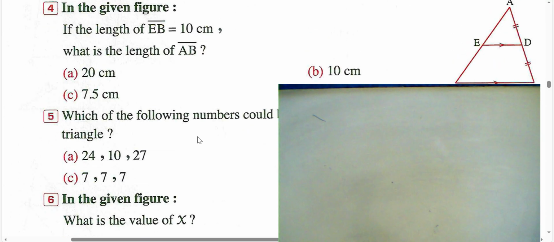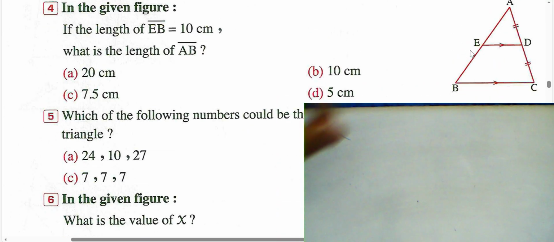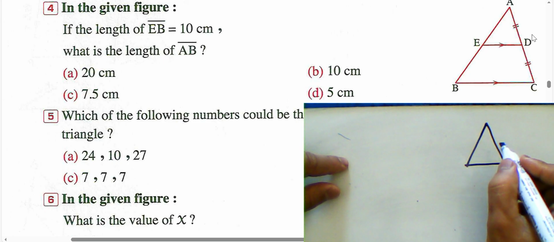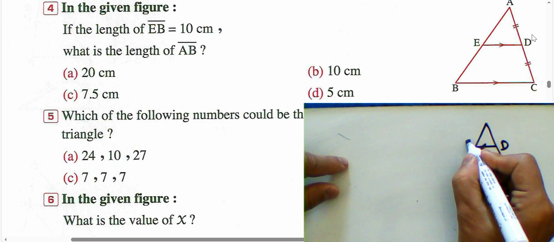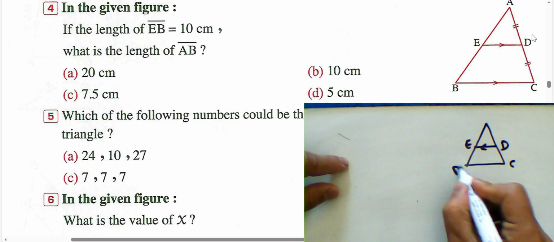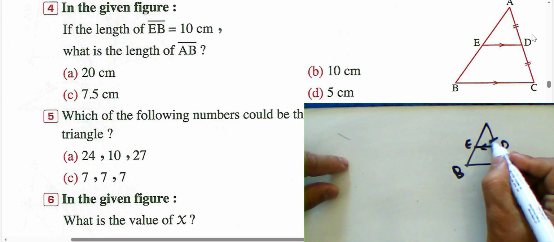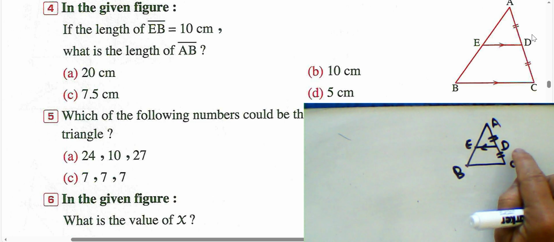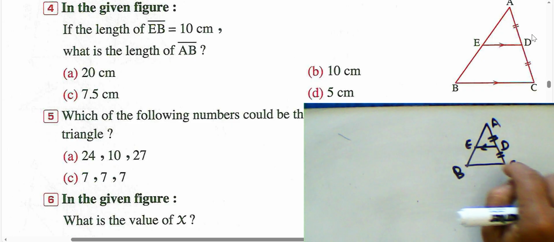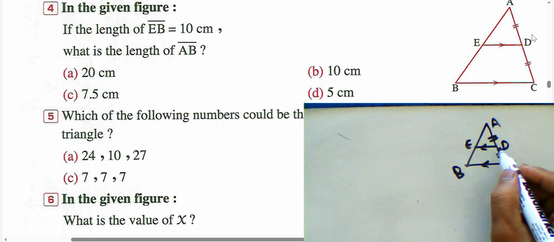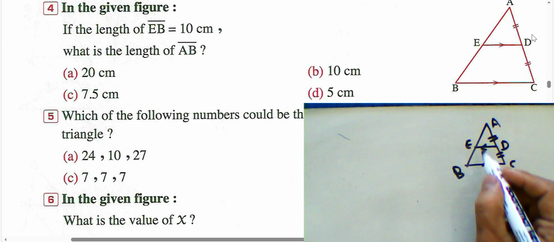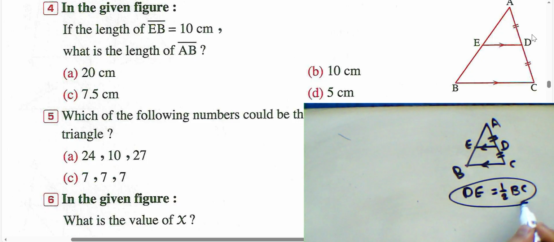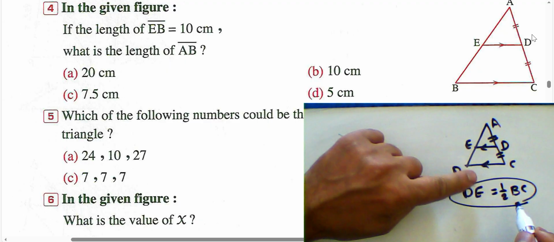The given figure here, he wants to find the length of. Okay, we have a triangle and the line segment DE parallel to the base CB. Okay, and also drawing from the midpoint of AC. D is the midpoint of AC. DE parallel to BC, and D is the midpoint of AC. Then DE equal half of BC. It's a rule, okay? Then the line segment DE is half of BC.